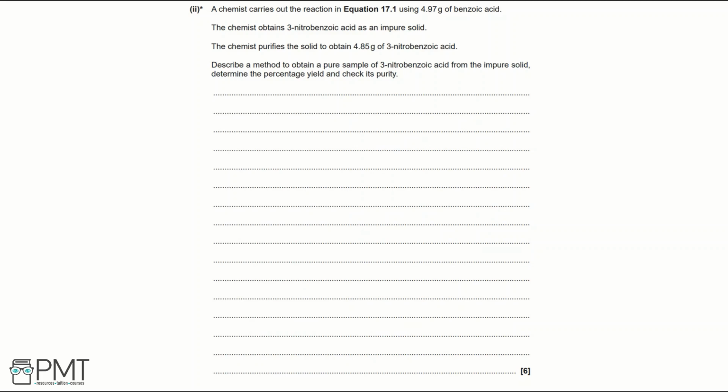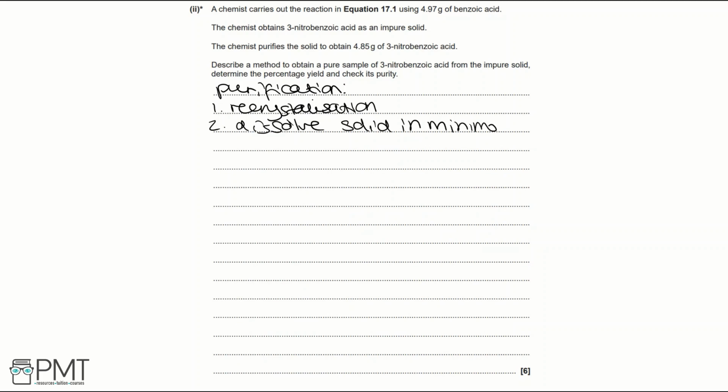For this question, we need to write the stages of purification. There are 4 stages of purification. First, recrystallization. We need to state recrystallization. That's a key word for this question. Secondly, dissolve solid in a minimal amount of hot solvent. The key words here are minimal amount and hot solvent. This is a level response question, so you get marks for detail.